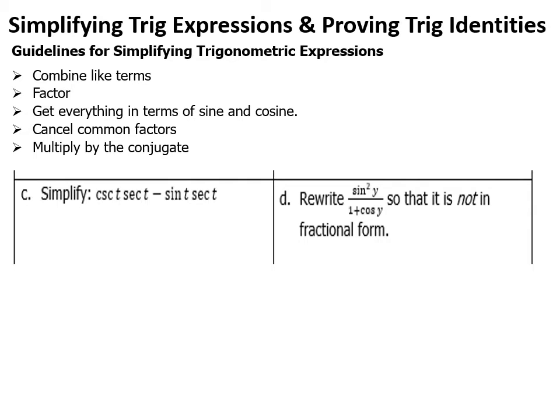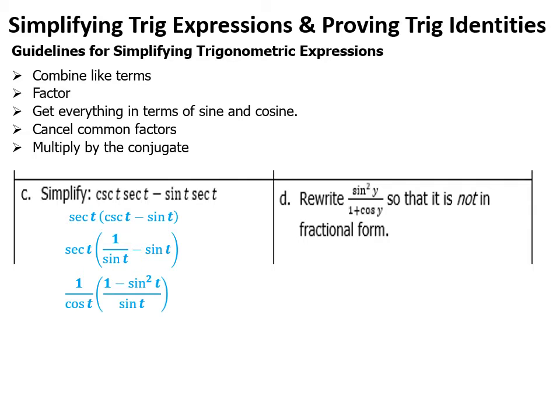Next one, on C, we can pull out a secant, and then cosecant's 1 over sine. Make that one fraction inside the parentheses, so that means sine of t on that right-hand side is over 1, so I have to take its top and bottom times sine of t. That gets us 1 minus sine squared of t, and secant of t is 1 over cosine. And then 1 minus sine squared is cosine squared. Now I can cancel a cosine, top and bottom. So I have cosine over sine, which means that is cotangent.